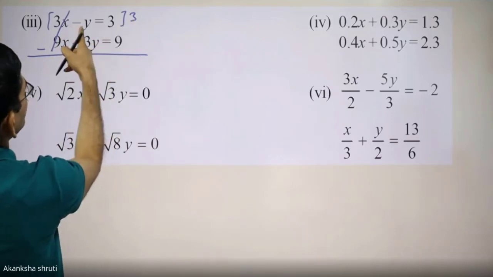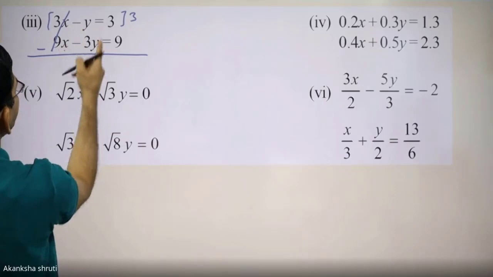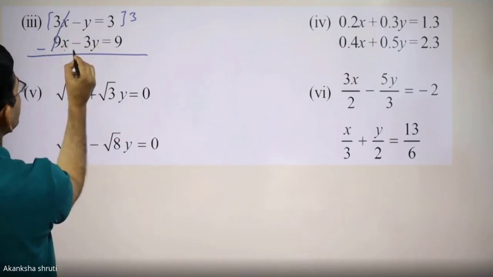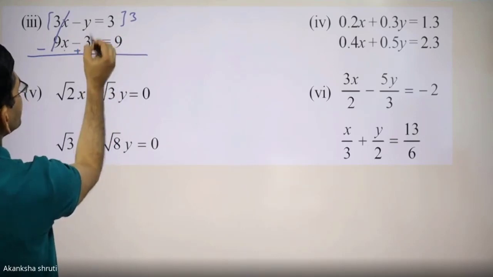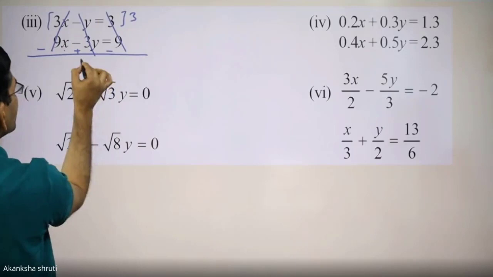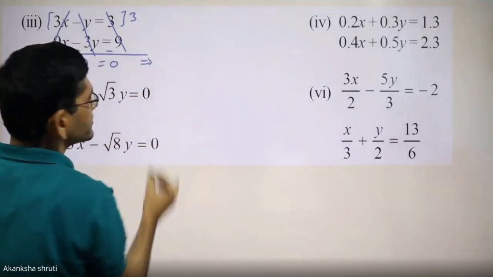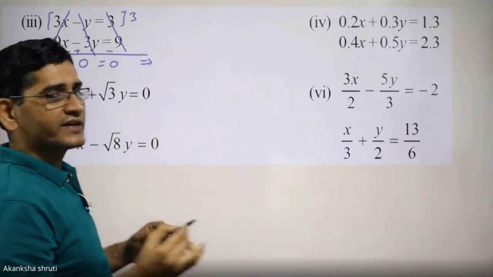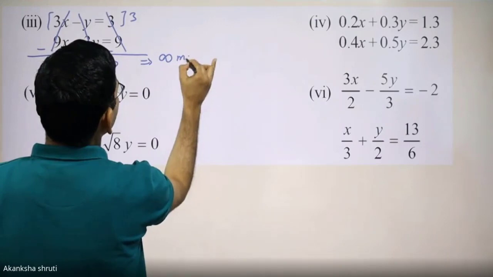3 into y is minus of 3y. We have subtracted, so this sign has also changed. So minus of 3y plus of 3y is also cancelled. So the left hand side is 0 equals 0. 0 equals 0 means what? Both the equations are the same. They have infinitely many solutions.